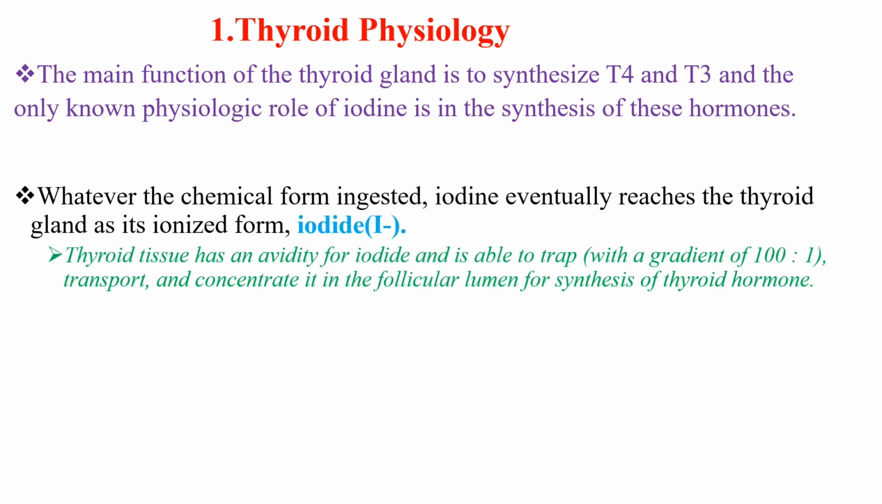Whatever the chemical form ingested, iodine eventually reaches the thyroid gland in its ionized form, iodide. Thyroid tissue has an avidity for iodide and is able to trap, transport, and concentrate it in the follicular lumen for synthesis of thyroid hormone.